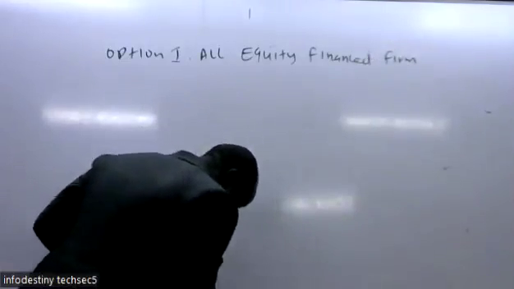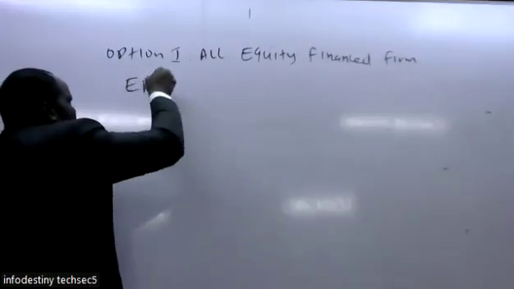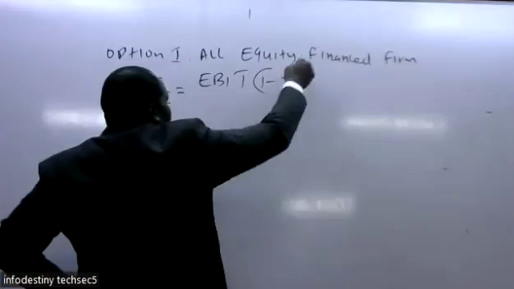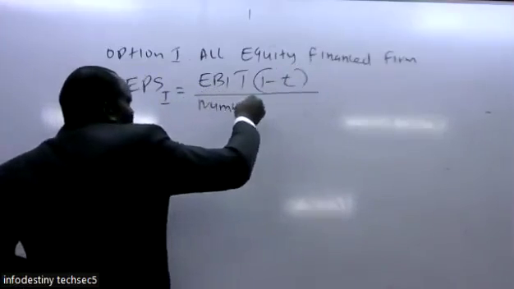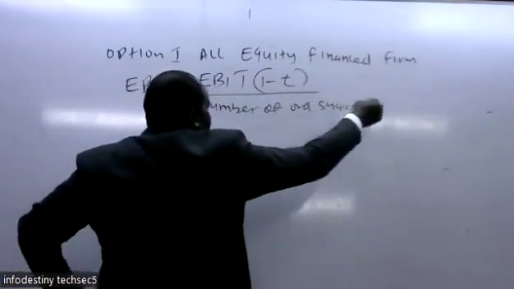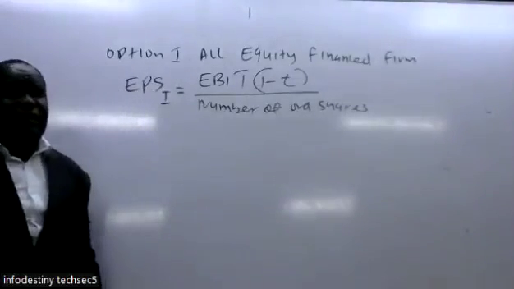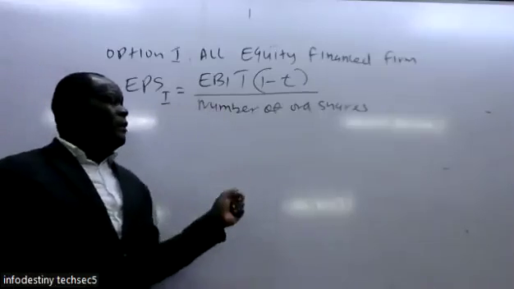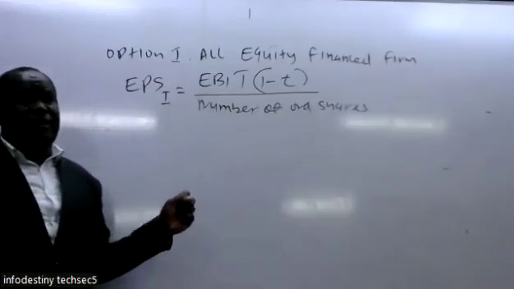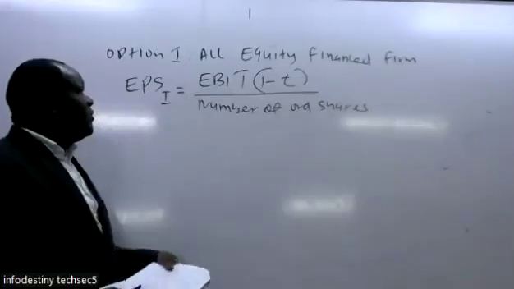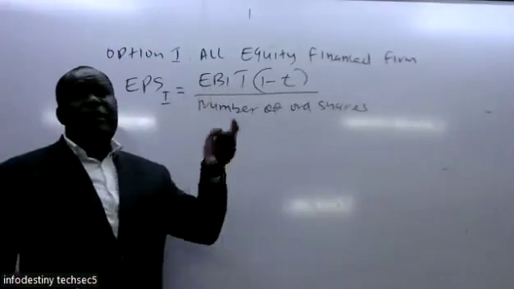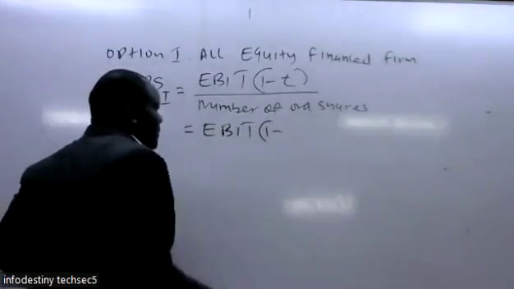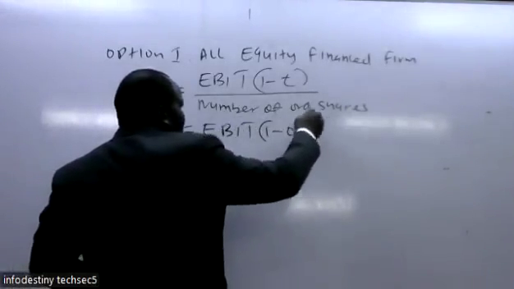So when it is all equity financed, to compute earning per share for option 1 will be given by earnings before interest and tax, 1 minus the tax rate, divided by the number of the ordinary shares. Earnings before interest and tax, we don't know it. It is one of the items we are looking for. The tax rate was 30%, that would be 0.3.